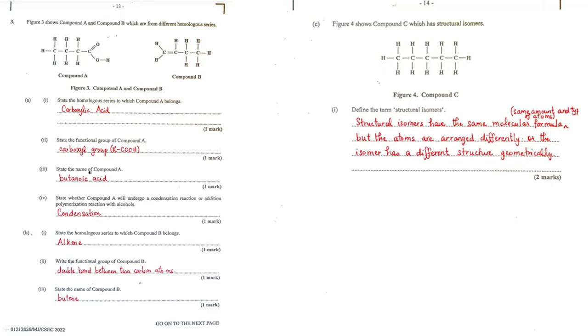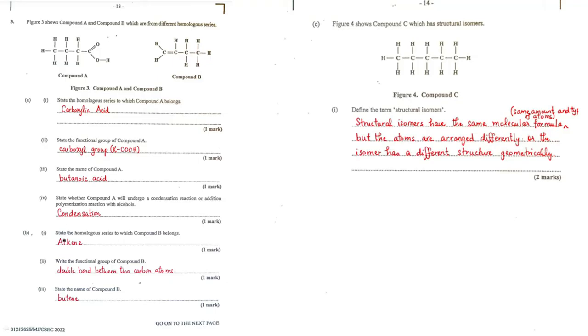Then we have here state the name of compound A, that's butanoic acid, because we have 1, 2, 3, 4 carbons. Now state whether compound A will undergo a condensation reaction or addition polymerization reaction with alcohols. It will go through condensation.